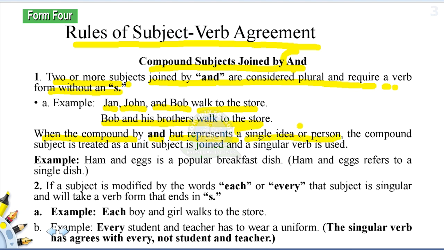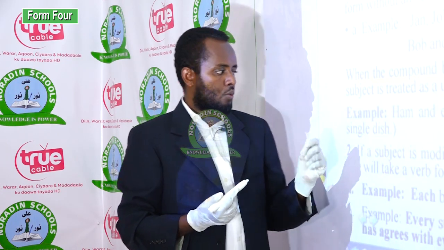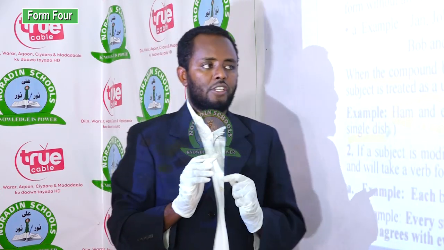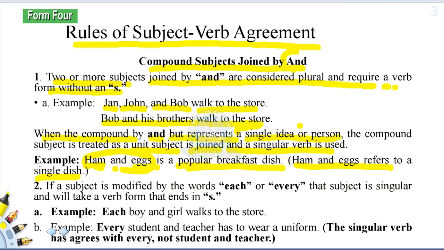When the compound subject joined by and represents a single idea or person, the compound subject is treated as a unit and takes a singular verb. If you are talking about one idea, not people, we're going to use a singular verb. For example, ham and eggs is a popular breakfast dish. Ham and eggs, only one food. So if you have one idea, this is a unit subject joined by and. We're not talking about two people, but only one food. Ham and eggs refers to a single dish. So if you are talking about a single dish, we're going to use a singular verb.